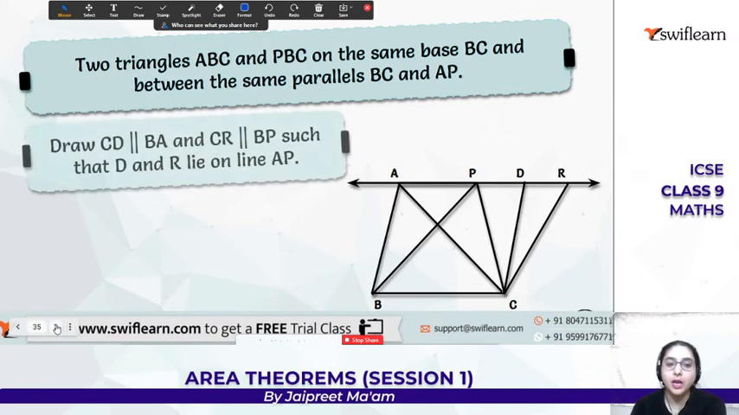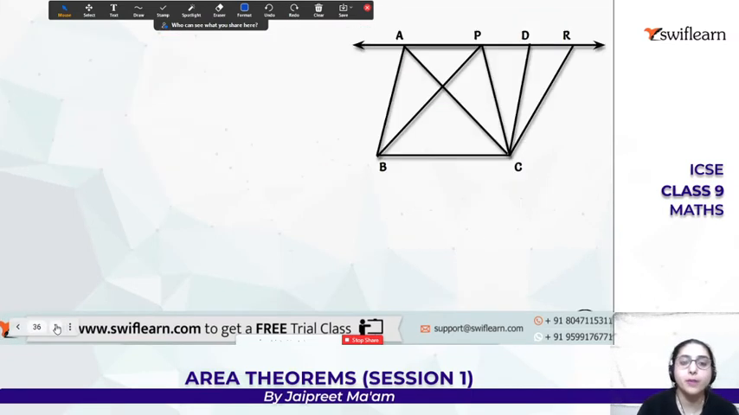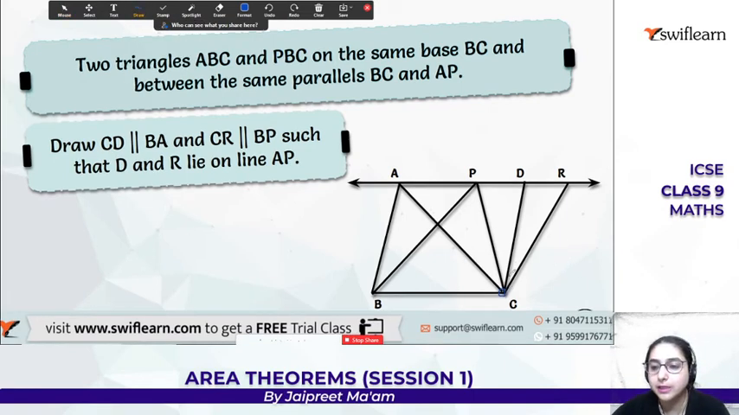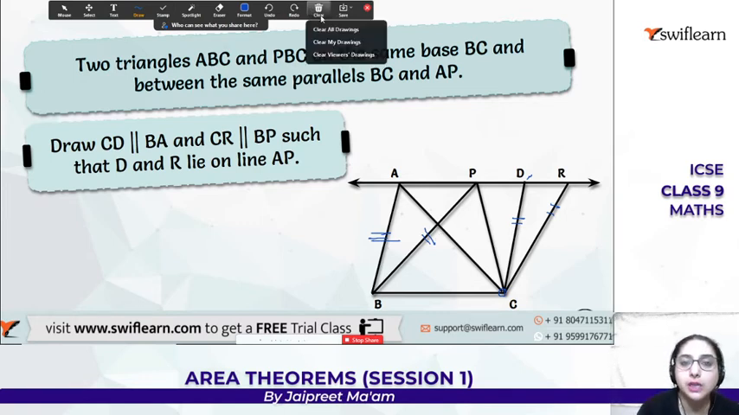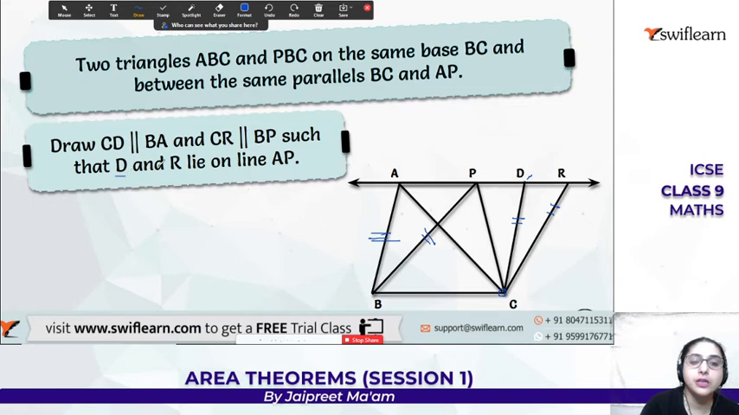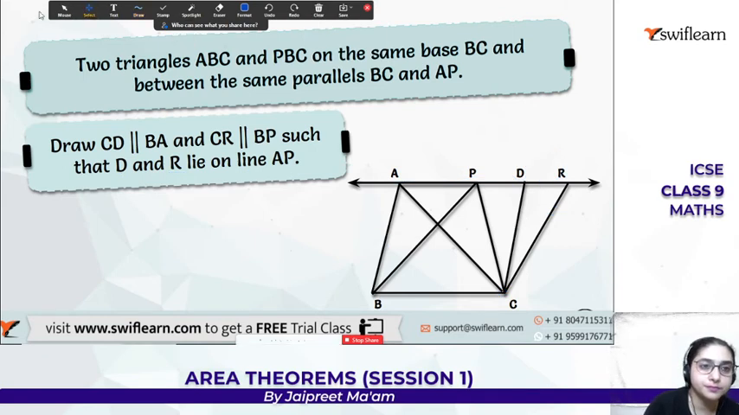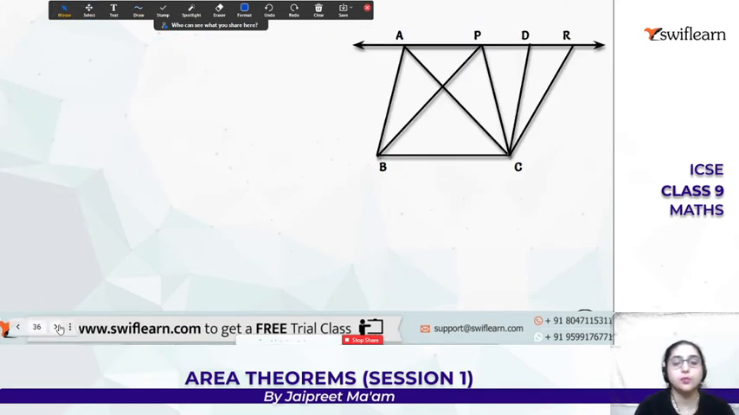So let's do some construction. We will draw CD, extending this line, and it must be parallel to AB. So this and this should be parallel. We will construct one more line, CR, which will be parallel to BP. So these are the parallel lines such that D and R lie on the same line AP. So we have two parallels.